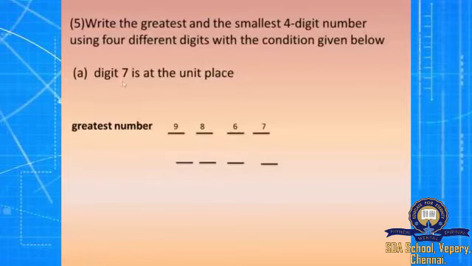So the greatest number, keeping 7 at the unit place. The greatest 4-digit number will be 9,999. So the first digit can be 9. The digits should be different, so we cannot write 9 again in the second place, right? So the next digit will be 8. Then it is 7, but we already have 7 at the units place. So the next digit will be 6 here. So the greatest number will be 9867.